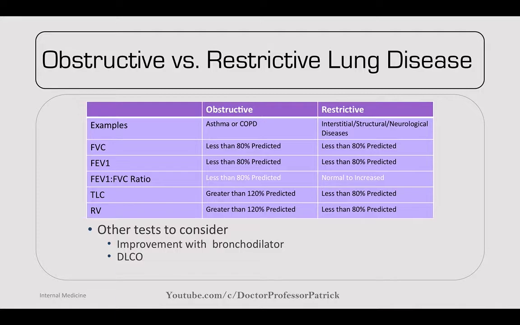The big one to look at is the FEV1 to FVC ratio. So if it is less than 80% predicted, that is an obstructive lung disease. If it is normal to increased, then that's going to be a restrictive lung disease.